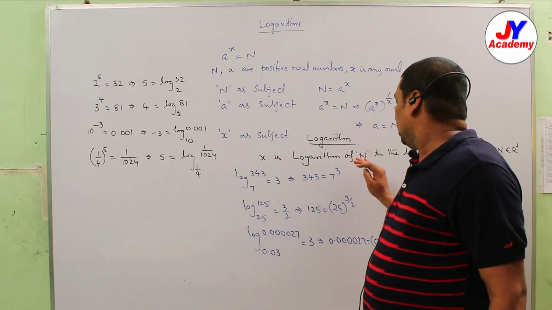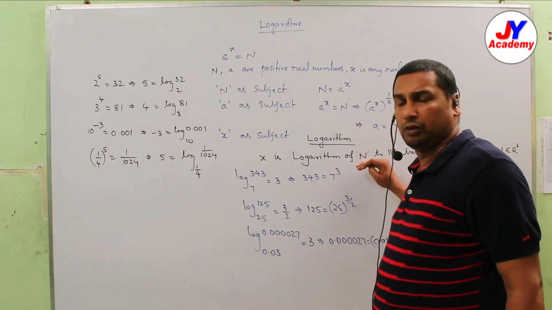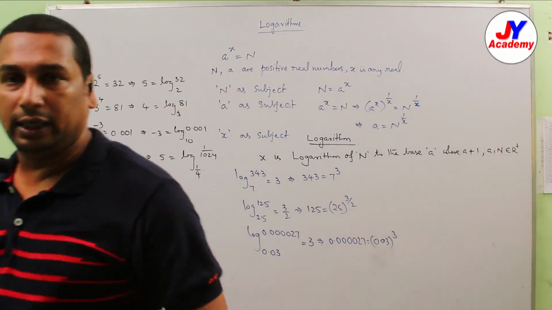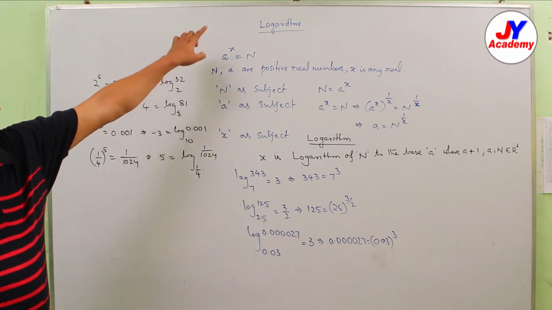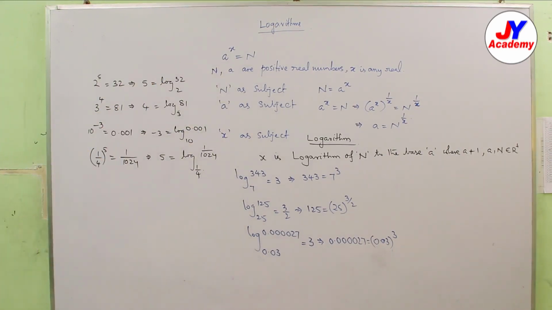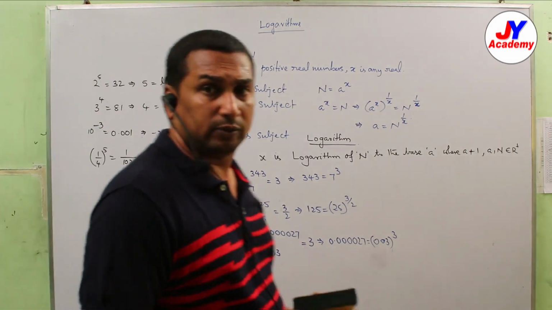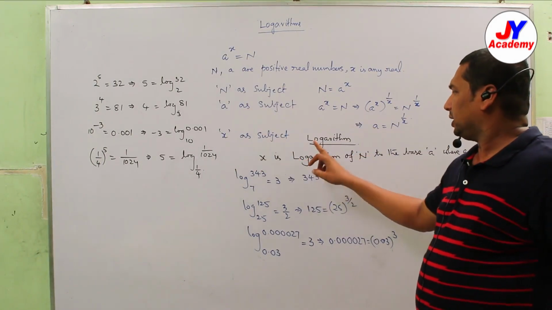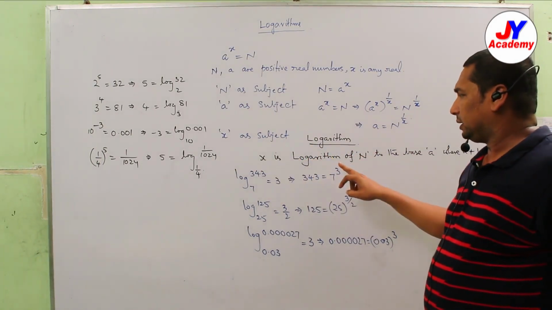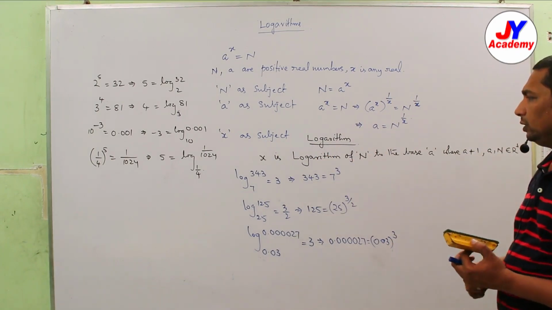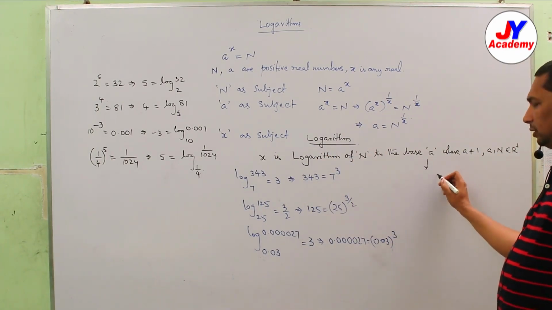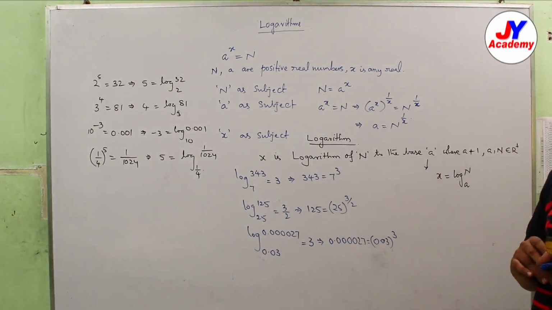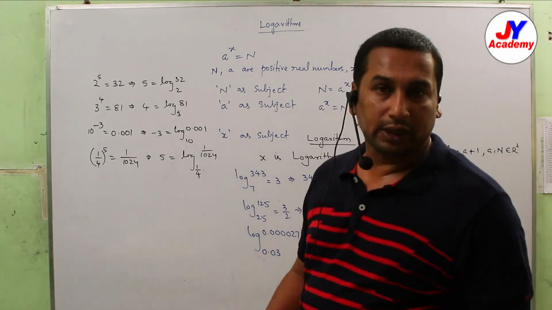Logarithm of a number n base a is x, while making x as subject in the exponential form a power x is equal to n. So that is the definition of logarithm. In a power x, while making x as subject, we have to introduce the word logarithm. x is called logarithm of n, it is written as x is equal to log n to base a.